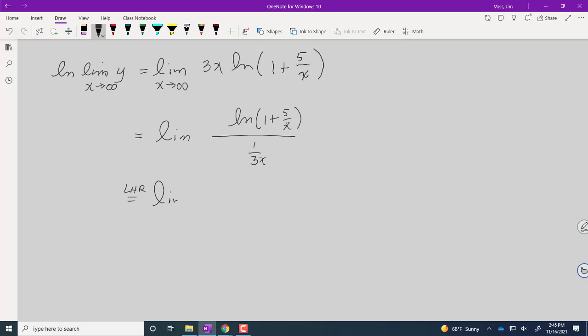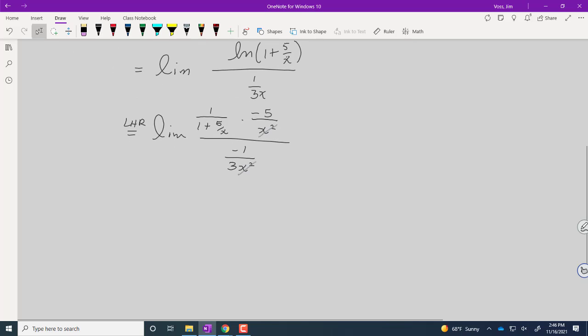Derivative, top and bottom. So up top, the derivative is 1 over the inside times the derivative of the inside. So it's 5x to the negative 1, bring down the negative 1, subtract 1. And down below, it's going to be negative 1 over 3x squared. Same idea. Think of that as 1 third x to the negative 1. Bring down the negative 1, subtract 1. Cancellation of the x squareds. Cancellation of the minuses. So let's see what's left. The 3 is going to pop into the numerator and give us a 15. Let's just leave this denominator alone.